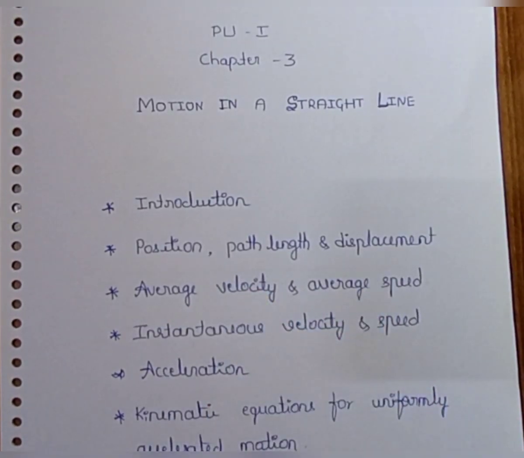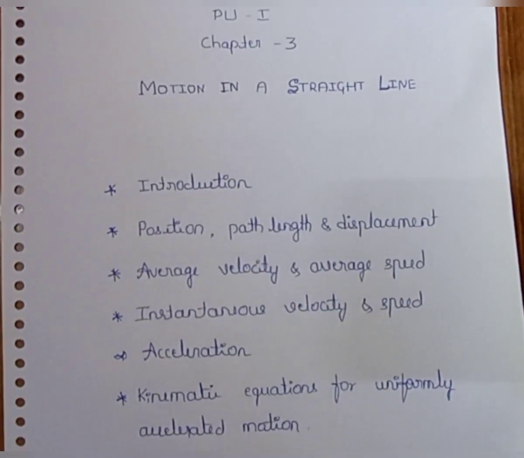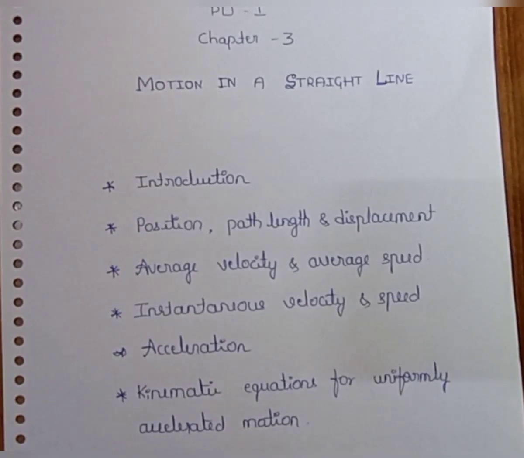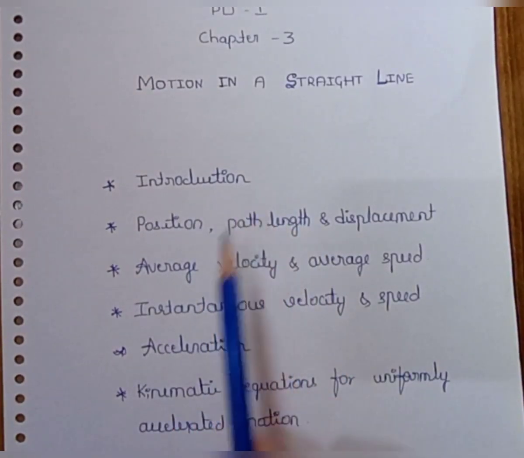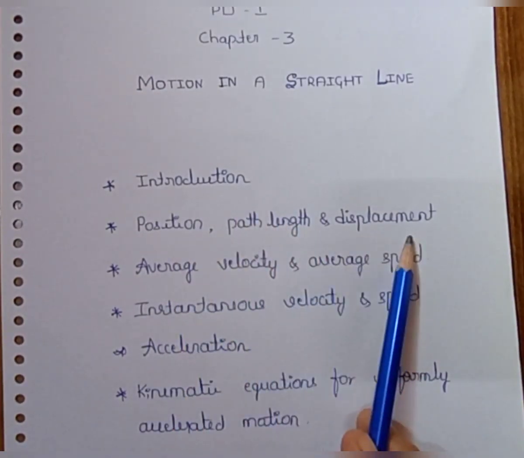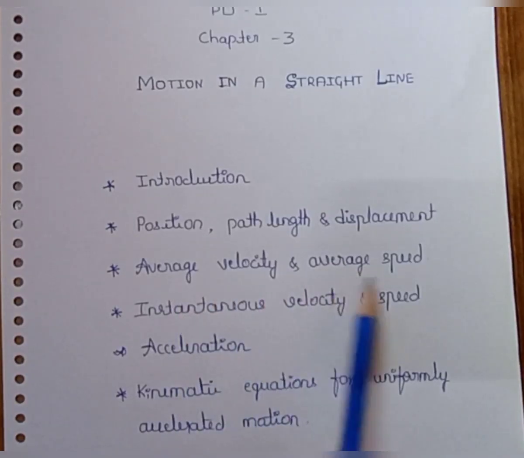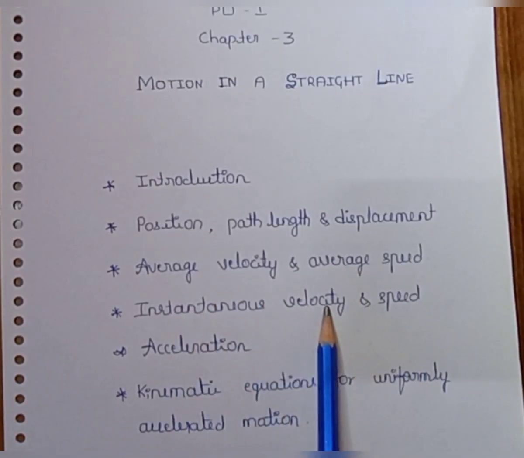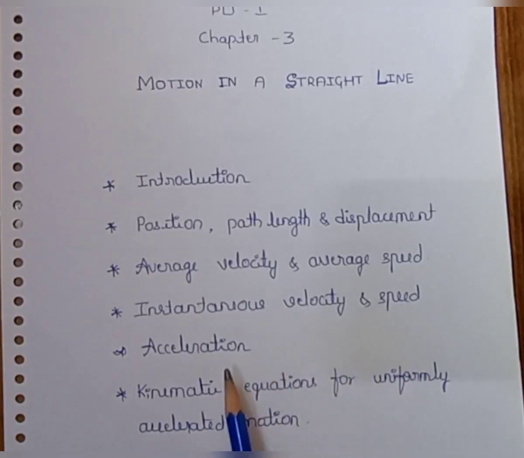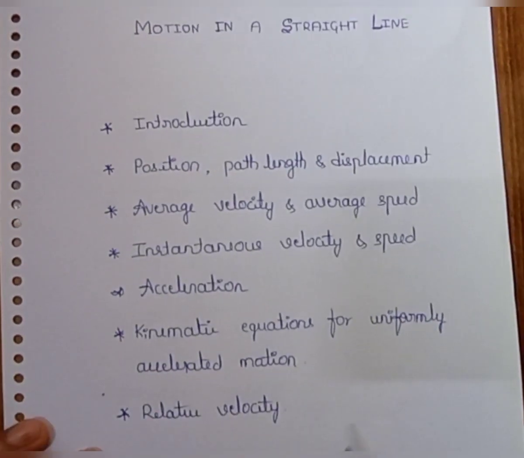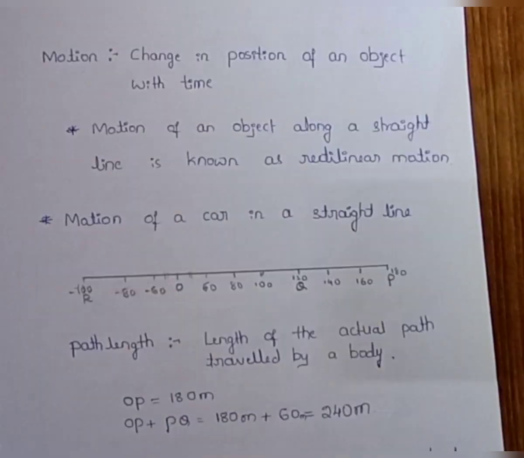These are the main contents we are going to study in the upcoming videos. Introduction, position, path length and displacement, average velocity and average speed, instantaneous velocity and instantaneous speed. What do you mean by acceleration? Kinematic equation for uniformly accelerated motion, and finally relative velocity.